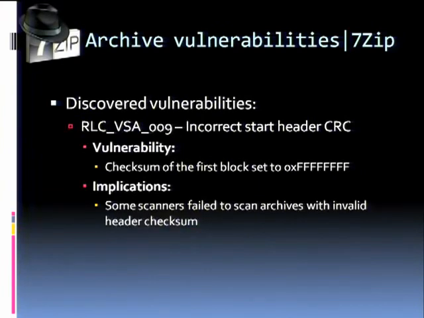it also has, just like the RAR archive, several blocks which describe the following content. By setting the CRC of the header to an incorrect value, you would still have a valid archive which can be decompressed by 7-zip, but some security vendors were checking the CRC and saying, oh, this file is broken and we're not going to scan it.